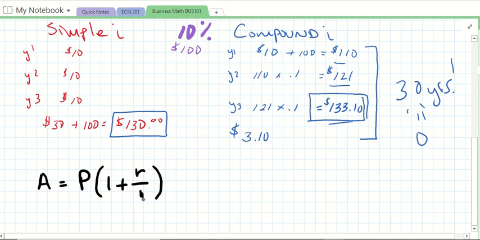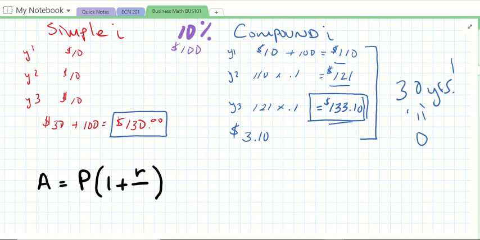But this, excuse me, I'm sorry. This will be time, which we'll denote with n. I already messed up my formula here. I got ahead of myself, sorry.